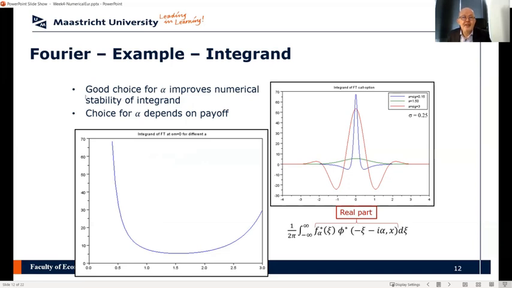How do I find the best value for alpha? It turns out that it's not so hard. You can just simply put psi equal to 0. So you can look at this value here.